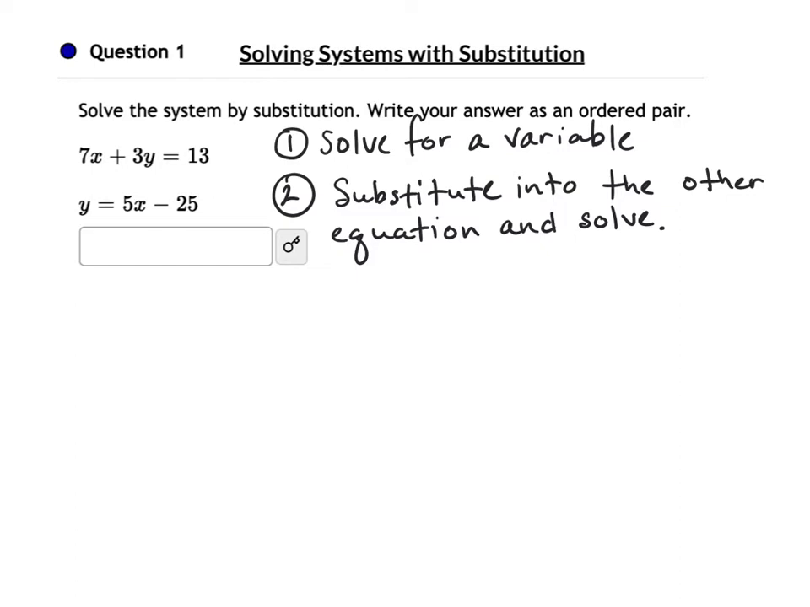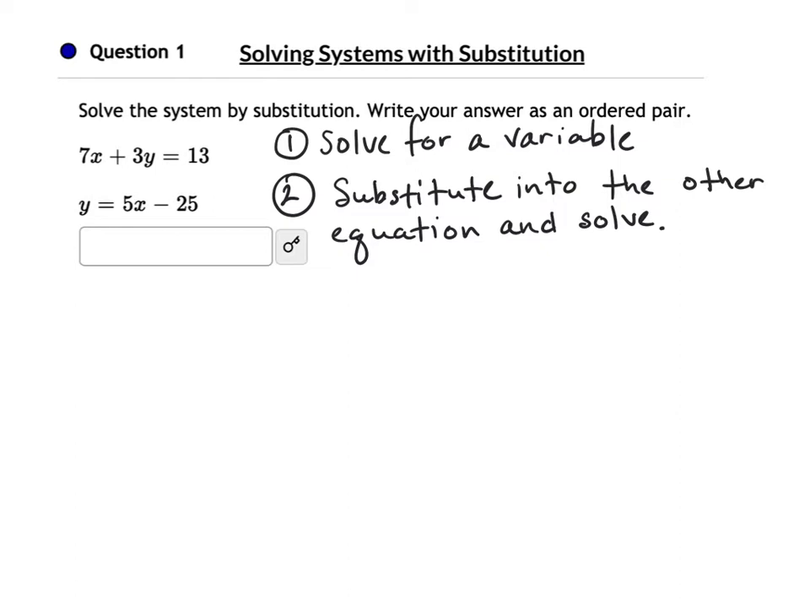Where they intersect, that's a point that if you plug it into the equations will make both equations true. It's a solution to both. There are algebraic ways to find that too, and the first one we're going to look at is substitution. When we substitute, the first thing we do is solve for a variable. Get a variable by itself.